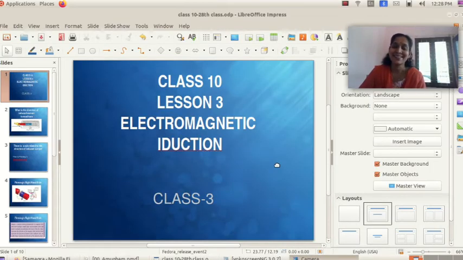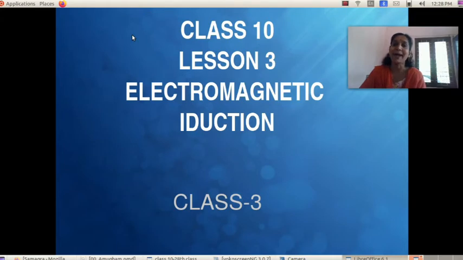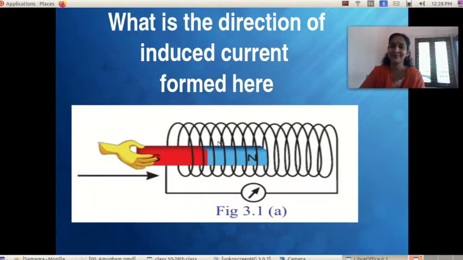Hi students, let us start today's class. We are going to study the lesson Electromagnetic Induction, Lesson 3 of class 10. This is our third class. In the previous class, you studied that while inserting a magnet into the solenoid, a small current is produced. That process is called electromagnetic induction.